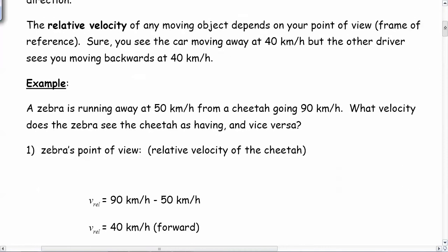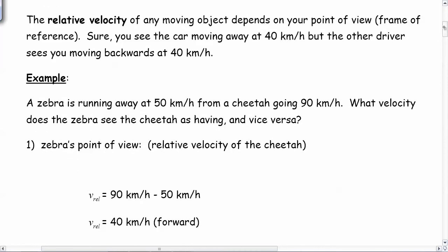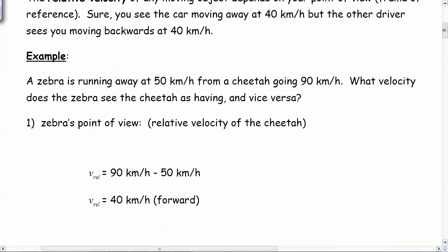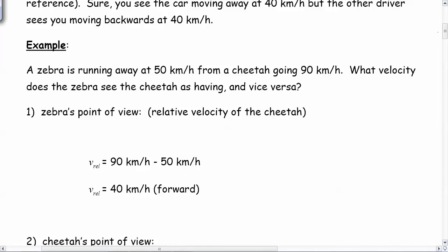Now let's say we've got a zebra running away from a cheetah, and the zebra's going 50 and the cheetah's going 90. What velocity does the cheetah see relative to the zebra, and vice versa? So the zebra's going pretty slow. From the zebra's point of view, the cheetah is going 40 kilometers per hour forwards. The cheetah is racing ahead because the cheetah is going faster than the zebra.